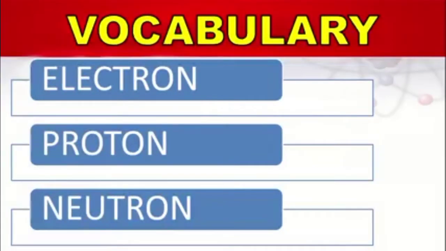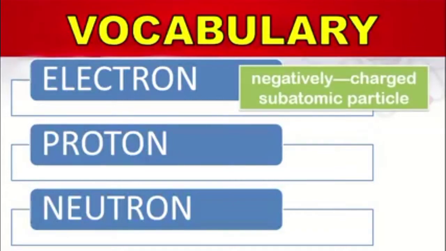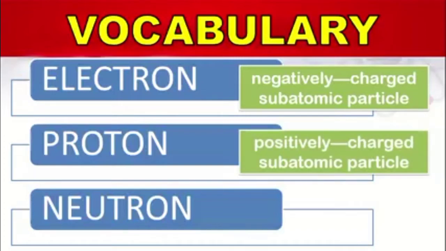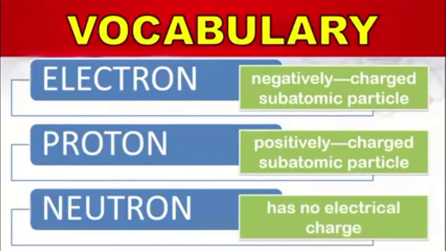Vocabulary for this module, we have electron. They are the negatively charged subatomic particle. Proton. They are the positively charged subatomic particle. And neutrons has no electrical charge. You will learn more about these terms as we go along with our lesson.